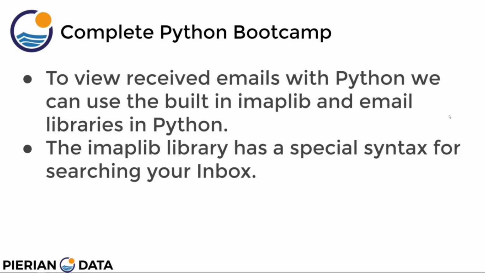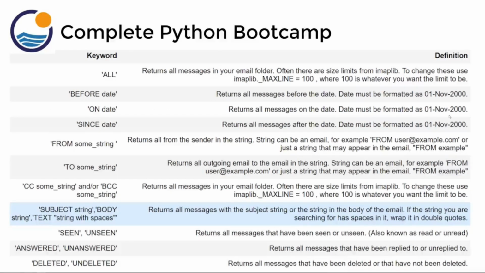And what the imaplib library allows you to do is use its special syntax for searching your inbox. And this is essentially the same kind of things you can search for by going to just a normal computer and searching your inbox. So what I mean by that is if you take a look at this table, and this table is inside the lecture notebook, you essentially have special syntax keywords and then a corresponding definition for them. So what this allows you to do is search for specific things from your email folder.